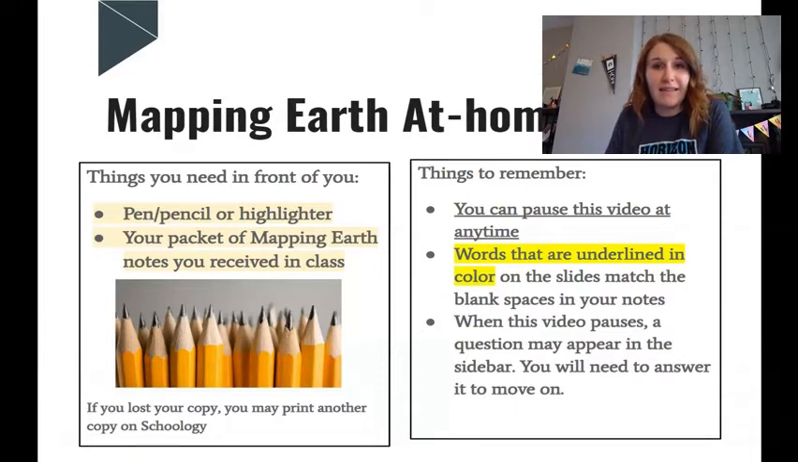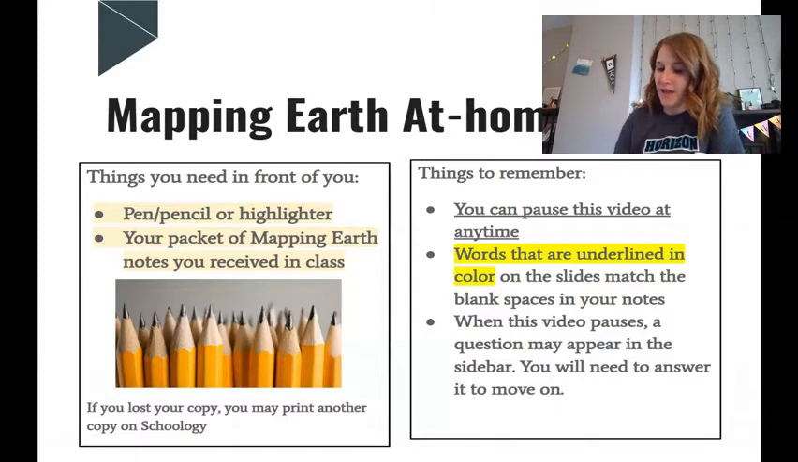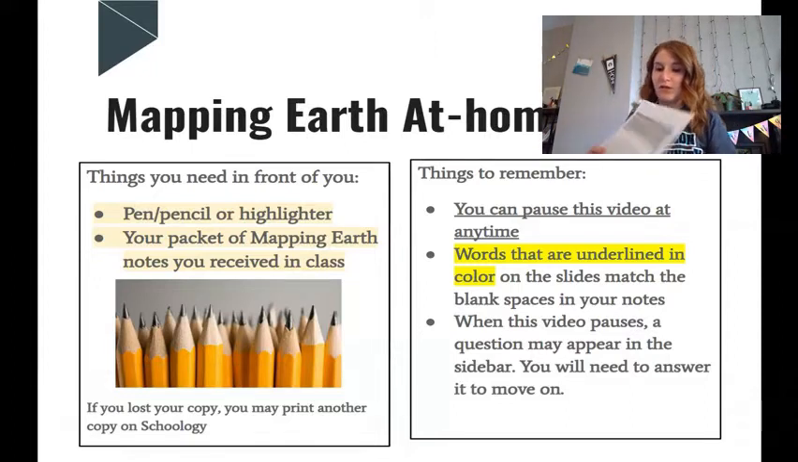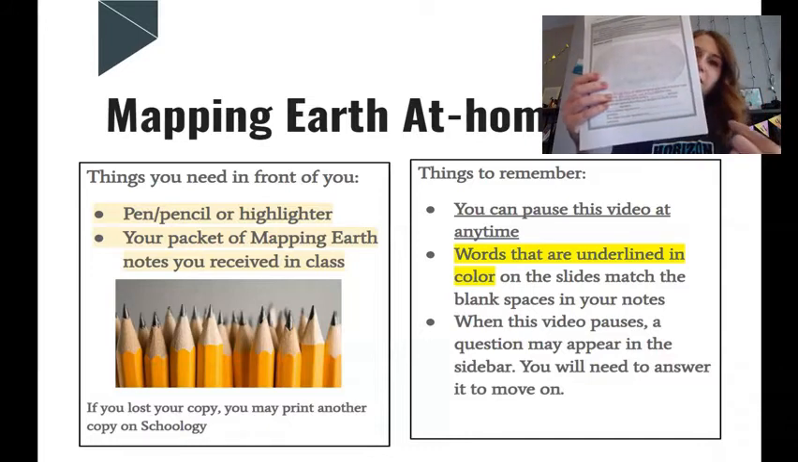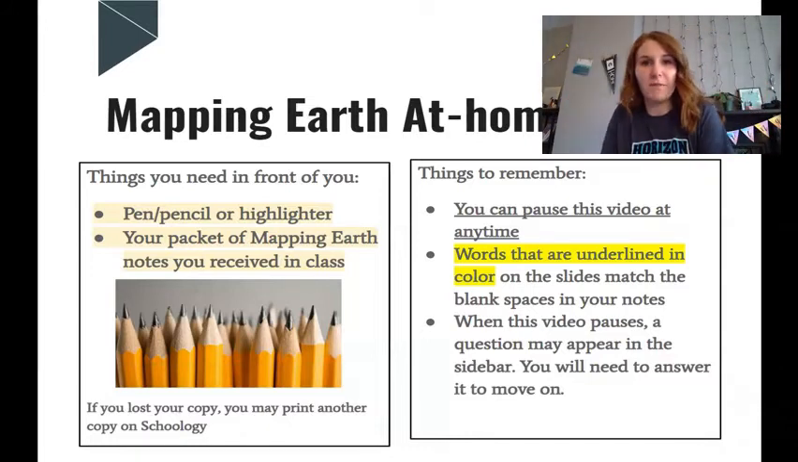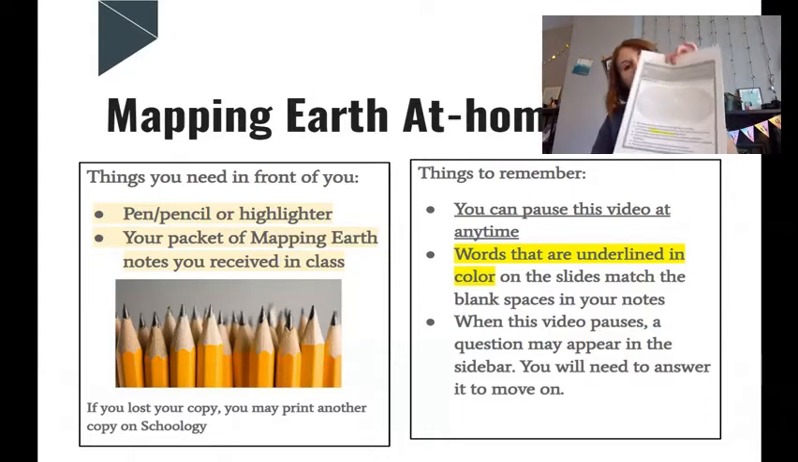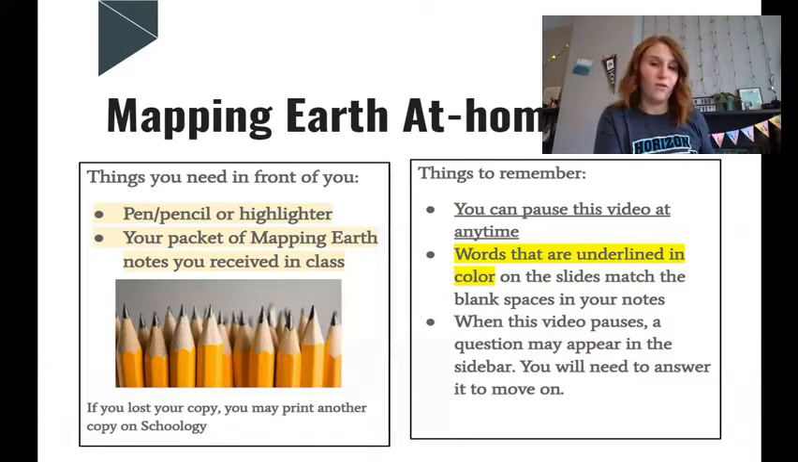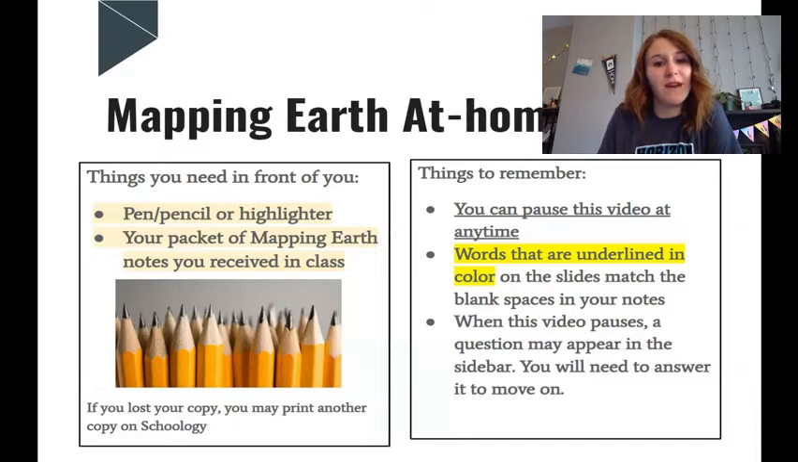Mr. Harris and I today are going to be taking you through the Mapping Earth at Home notes. You received a packet in class this week, last time we saw you, so you'll need to get that out and have it in front of you. You will also need a pen, pencil, or a highlighter, depending on the kind of notes you received. Some of you received notes that have some fill in the blank areas for you to follow along with this PowerPoint. Others have received notes where things are written in, and you will be highlighting along with me and Mr. Harris as we go over the slides. So depending on your kind of notes, grab the writing instrument that you will need.